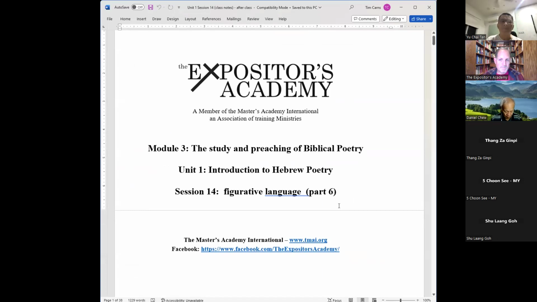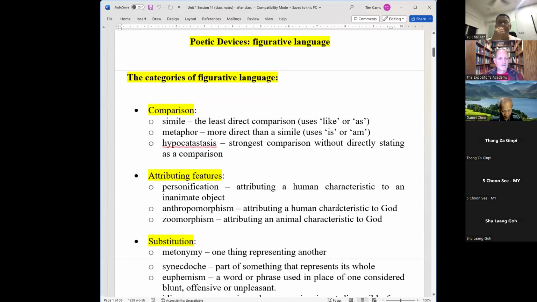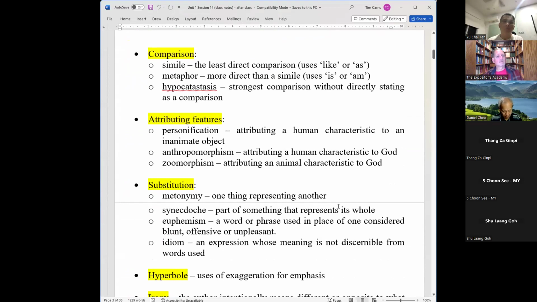Figurative language or figures of speech. That's a key poetic device, and we studied these different categories of figurative language. We had comparison: simile, metaphor, hypocatastasis. Those are all different levels of comparison. Simile is the least direct, the weakest. Metaphor is a stronger comparison, and the strongest is hypocatastasis, where it's a direct declaration about something. It's compared so strongly that it is called that thing. So instead of saying he is like a dog or he is a dog, you just say dog.